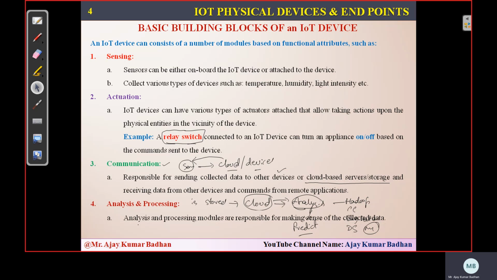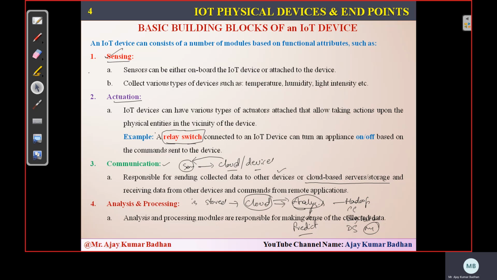So these are the basic modules we have with IoT devices. The first thing you should be familiar with is sensing. Different types of sensors will be attached to the onboard device, or they may be attached separately, and the main purpose of the sensors is collecting the data. Then we have something called actuation.